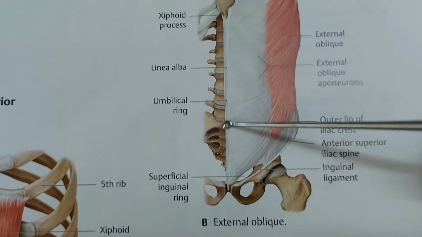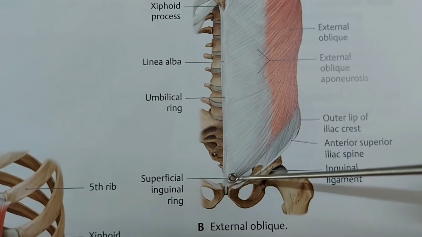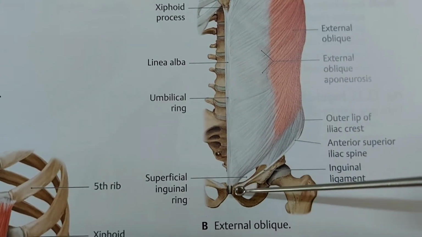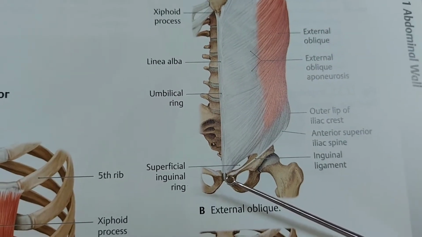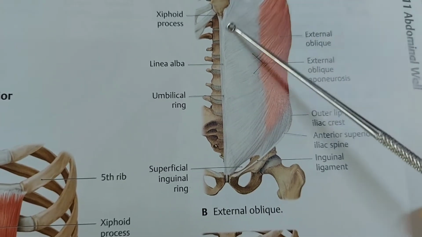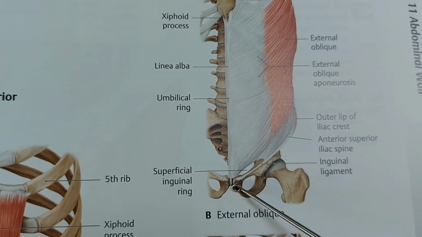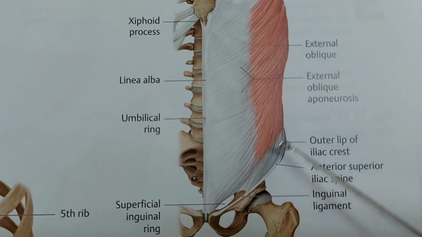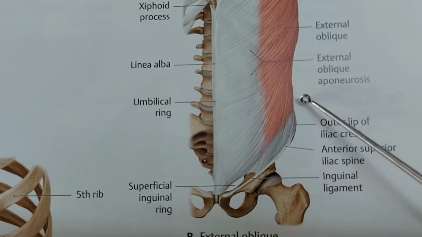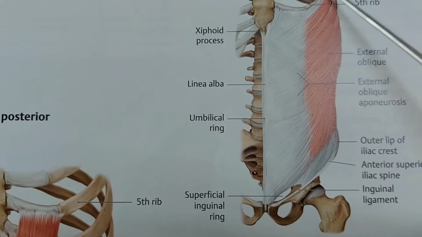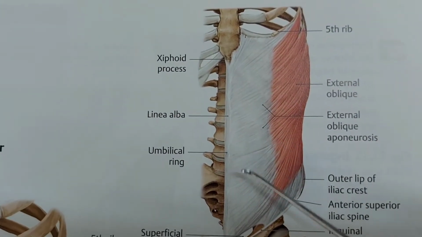In the midline there is a white line, this is known as the linea alba, and in this part this is the pubis bone, and here is the pubic crest. And the insertion of this part is in the xiphoid process, linea alba and the pubic crest, and in this lower lateral part, the external oblique muscle is inserted in the outer lip of the iliac crest. So this is the origin and insertion of the external oblique muscle.